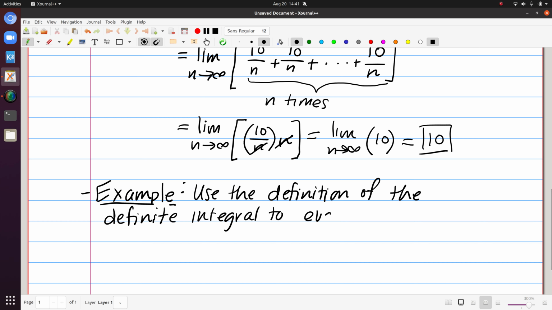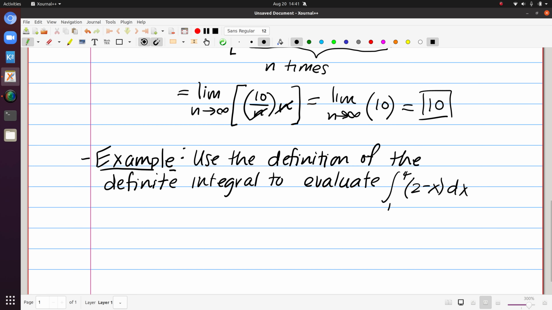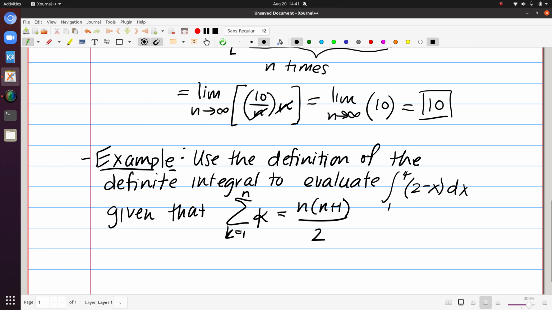To evaluate the integral from 1 to 4 of 2 minus x. And notice one thing here is I have to give you a sum. So given that the sum from 1 to n of k is equal to n times n plus 1 over 2.